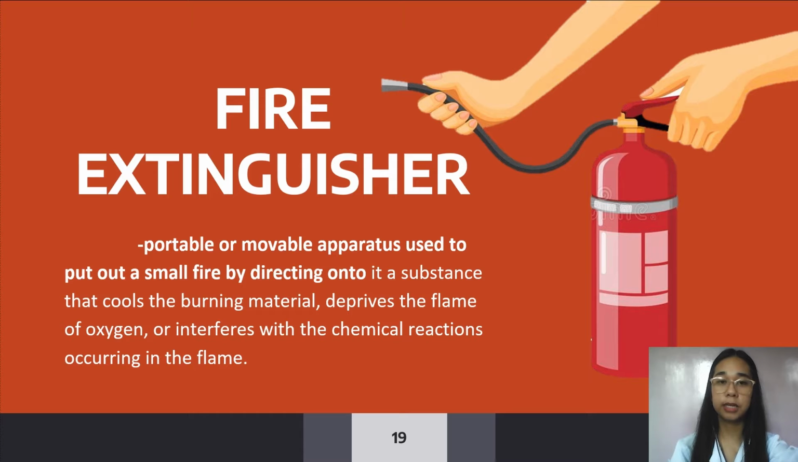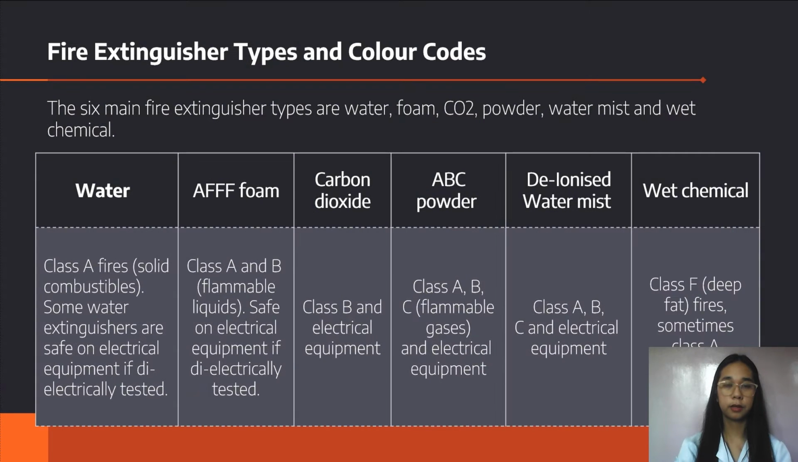Now let us proceed to the next topic, which is the fire extinguisher. Fire extinguishers are portable or movable apparatus used to put out a small fire by directing onto it a substance that cools the burning material, or deprives the flame of oxygen, or interferes with the chemical reactions occurring in the flame. Now the fire extinguishers have many types and color codes.